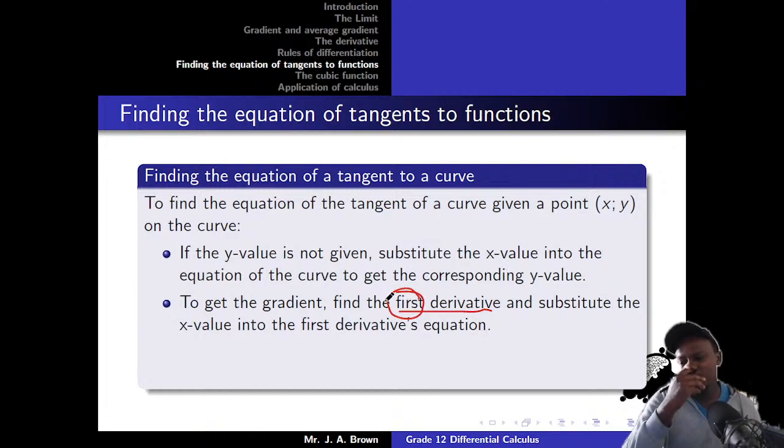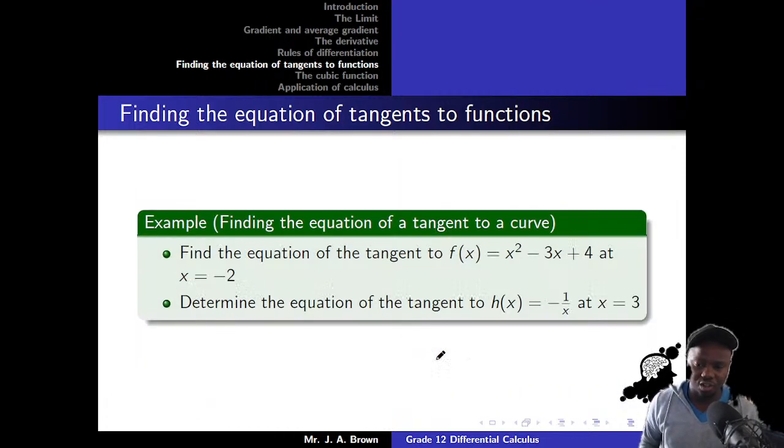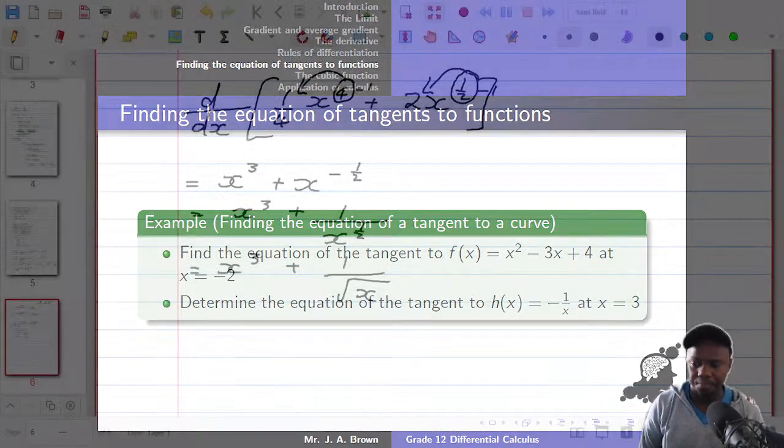Now, there's a reason why I put first into this section. You will understand as we go along later on that you don't find the derivative just once. There are cases where you can find the derivative more than once. So, we need to substitute the x value into the equation of the derivative. This is going to give us the gradient. And from there, we need to use the equation of a straight line to determine the equation of the tangent. A lot has been said. Let's look at some questions.